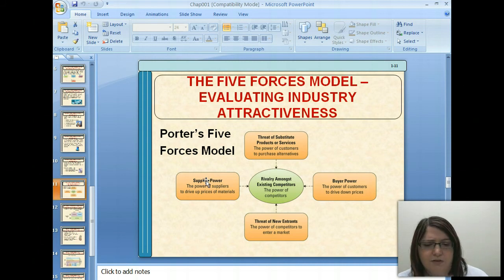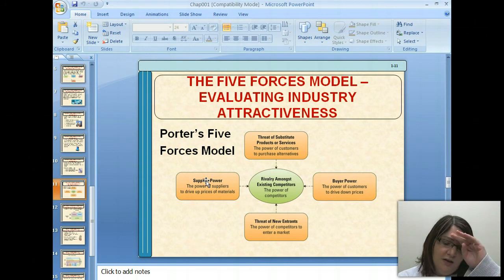An example where supplier power was decreased is Walmart. I'm sure you've heard that before, where they decide what they sell and you're going to sell at their price.